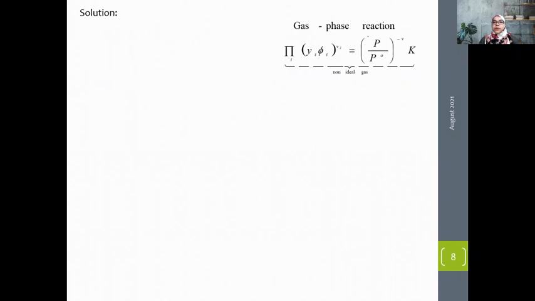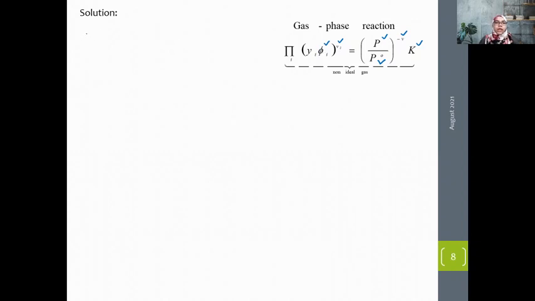So from this expression, the fugacity of each species is given. We can obtain the stoichiometric number for each species, and the pressure is also given in the problem. P naught, the standard pressure, is equal to 1 bar. The total stoichiometric number is also given, and K is also given. So how can we correlate the mole fraction to the conversion?